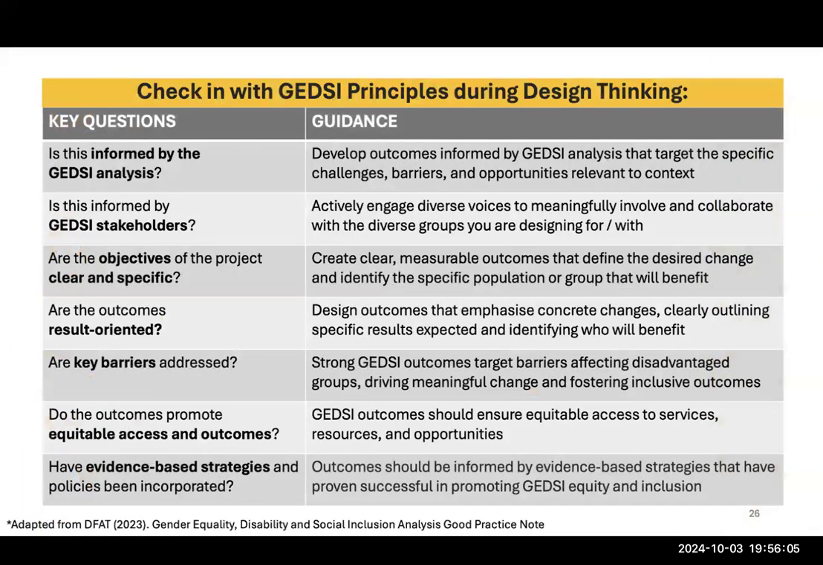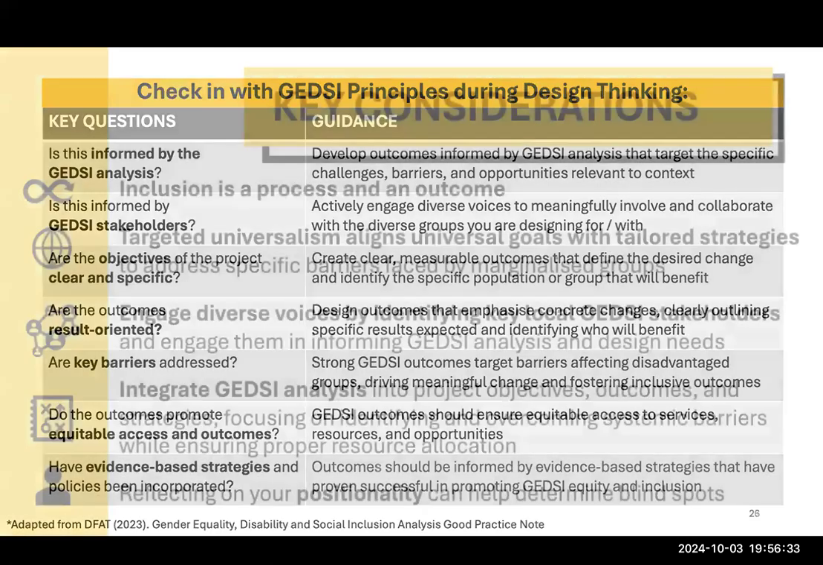So you can check in. Have you been informed by GEDSI analysis, thinking about different user groups? Have you engaged with diverse voices and diverse GEDSI stakeholders? Are the objectives of the project clear and specific? Are the results action-oriented, and really clear about who they're going to benefit? Are any key barriers addressed? Are the outcomes equitable? And have evidence-based strategies and policies been used?